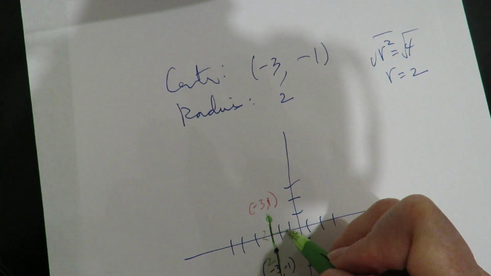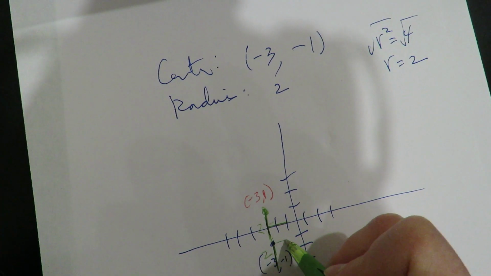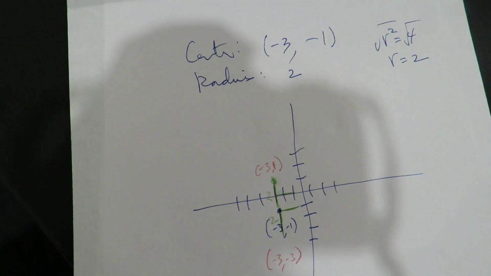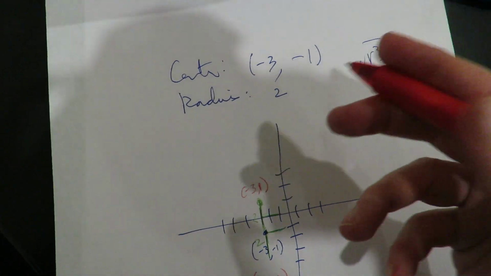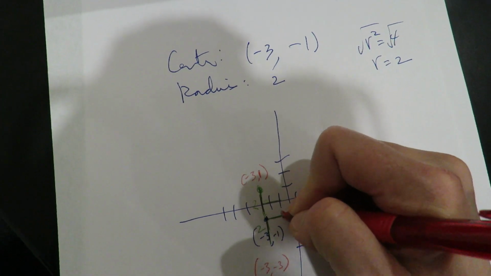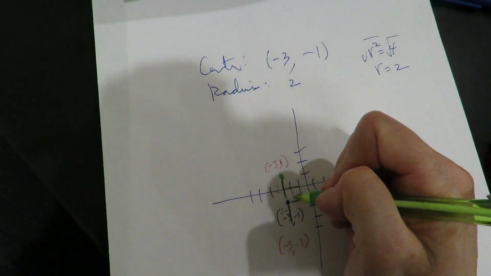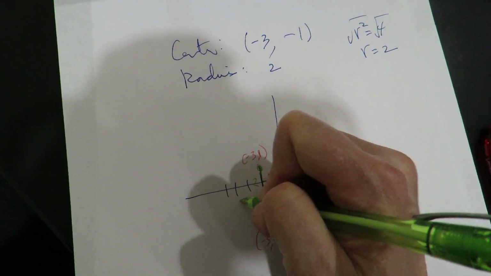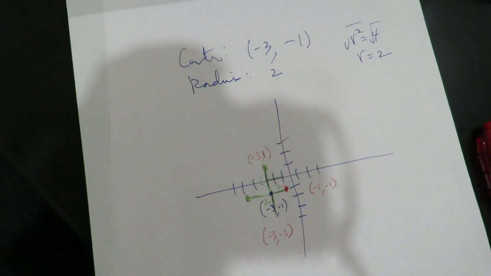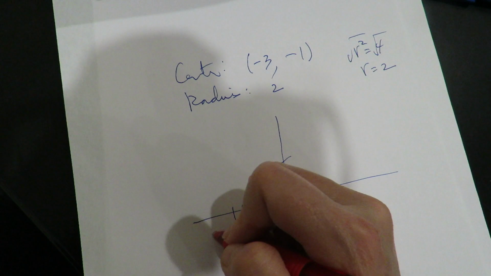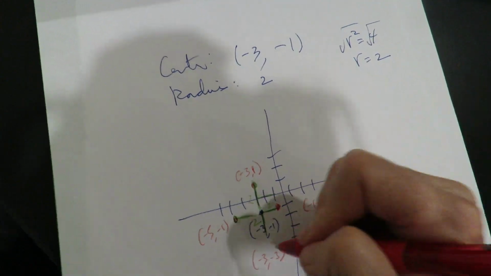I want you to go right 2 units. Oh, sorry, from the center. Right 2 units from the center. If I do that, this point is at (-1, -1). And I want you to go left 2 units. If I do that, I'm going to be at (-5, -1).